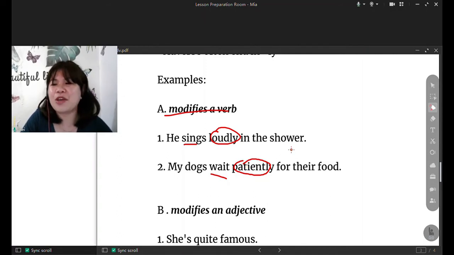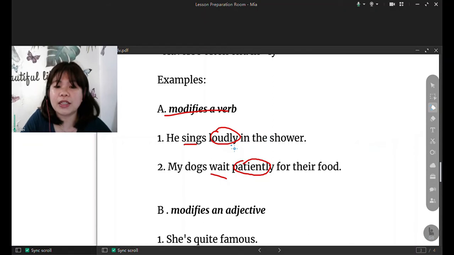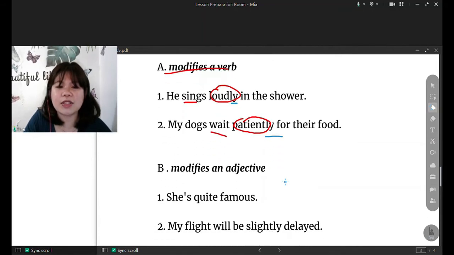Okay, so what have you observed? Just like what I said a while ago, most adverbs end in ly. So we have loudly, patiently. Easy to remember, right?